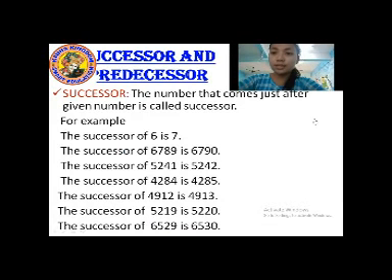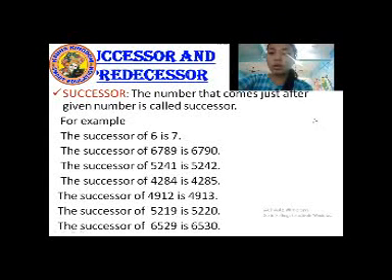Successor and predecessor. Successor means the number that comes just after a given number is called successor. For example, the successor of 6 is 7 because 7 comes just after 6.